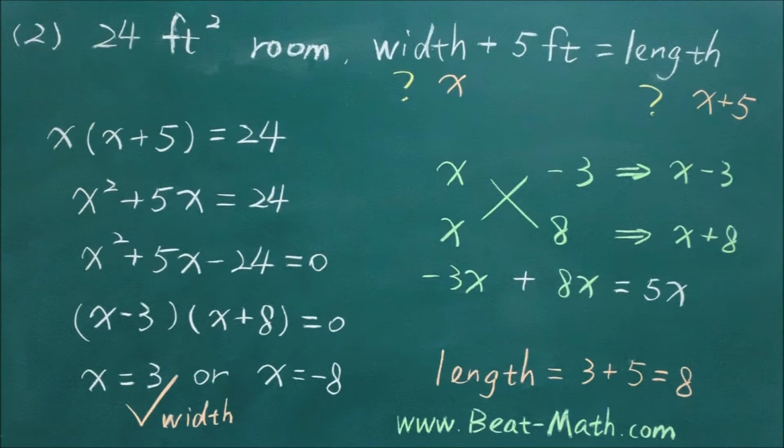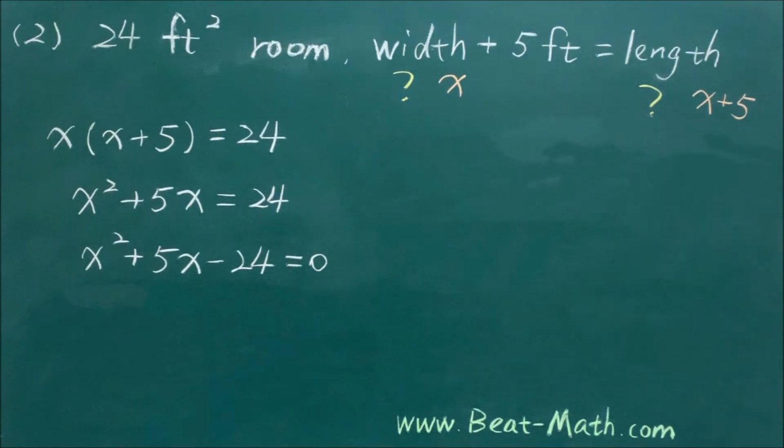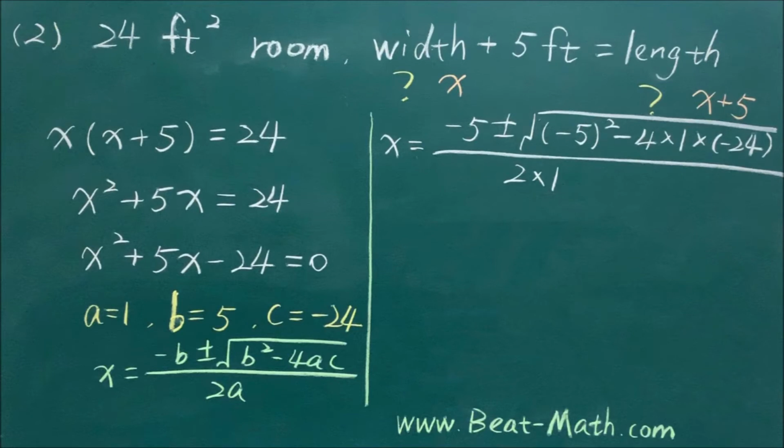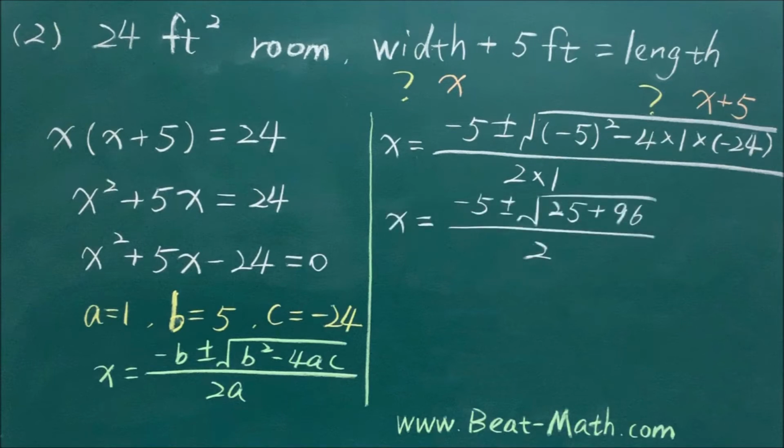Here's how. After we make the equation x squared plus 5x minus 24 equals 0, we can see a equals 1, b equals 5, and c equals negative 24. So x equals negative 5 plus or minus the square root of 5 squared minus 4 times 1 times negative 24, divided by 2 times 1. This can be simplified into x equals negative 5 plus or minus the square root of 25 plus 96, divided by 2.